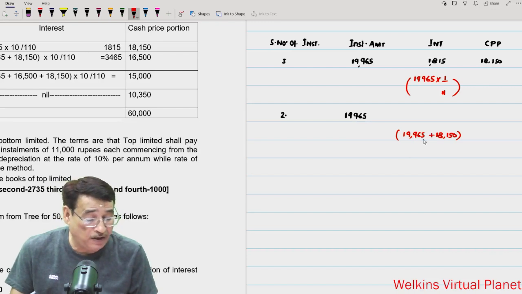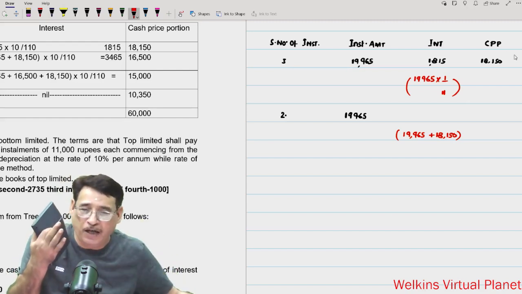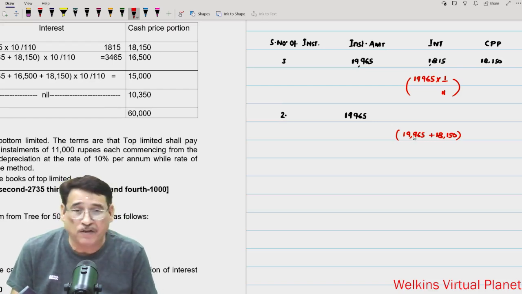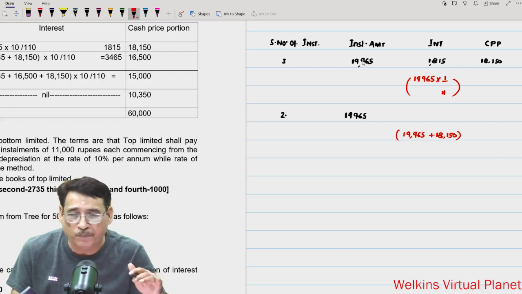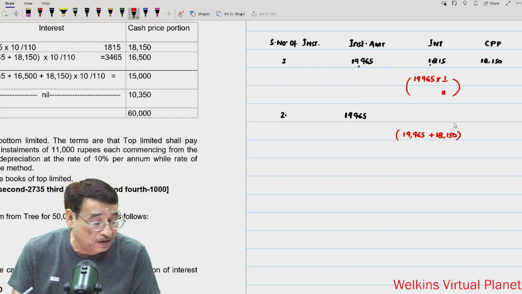So 19,965, this is the balance, plus 18,150, because this is the balance of the third amount. Are you getting my point or not? Because interest is computed on the balance amount. We are at the end of the second year. Now you may ask me a question. Sir, if we are supposed to add, then why we are not adding 19,965? Reason being is that when I am at the end of the second year, on this installment, interest hasn't become due. Are you getting my point or not? That means when we are at the end of the second year, the amount of this installment is equal to 18,150. That is the reason we have to add it.